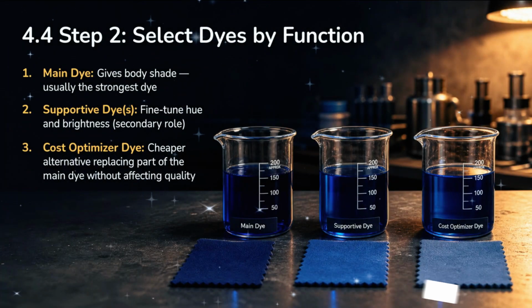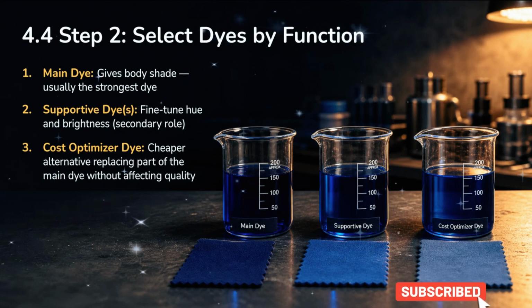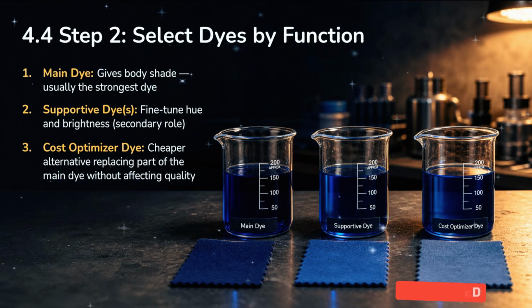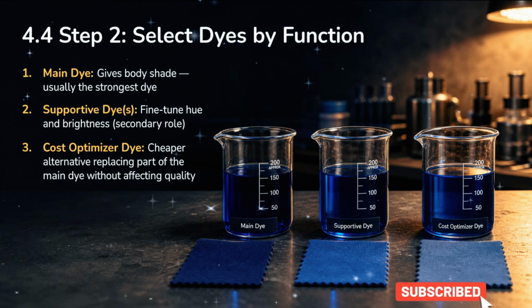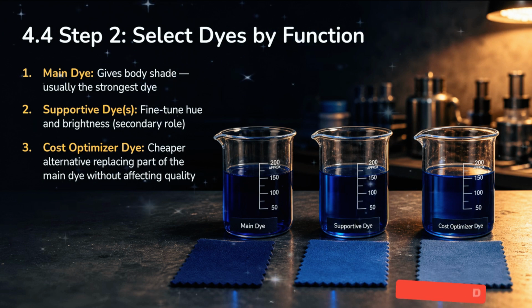Step 2 is to select dyes by function. We use a main dye for the body shade, supportive dyes to fine-tune the hue, and potentially a cost optimizer dye to replace part of the main dye for lower cost without sacrificing quality.